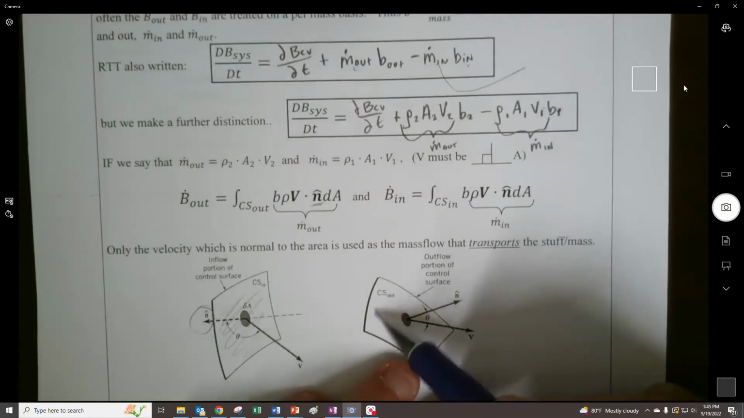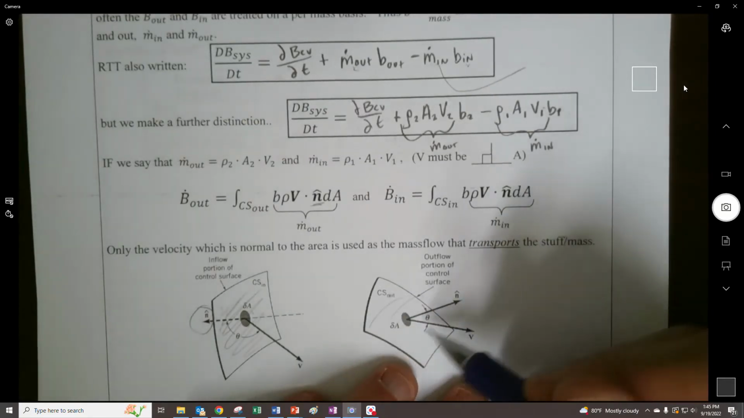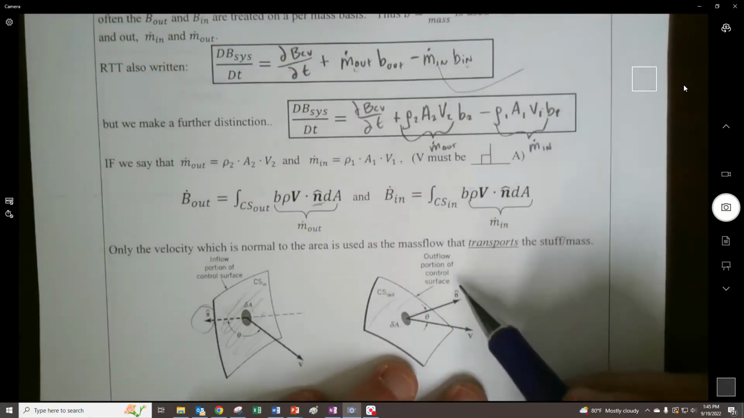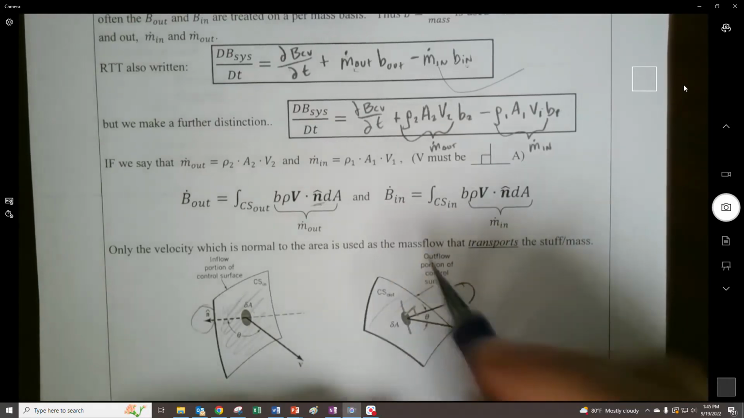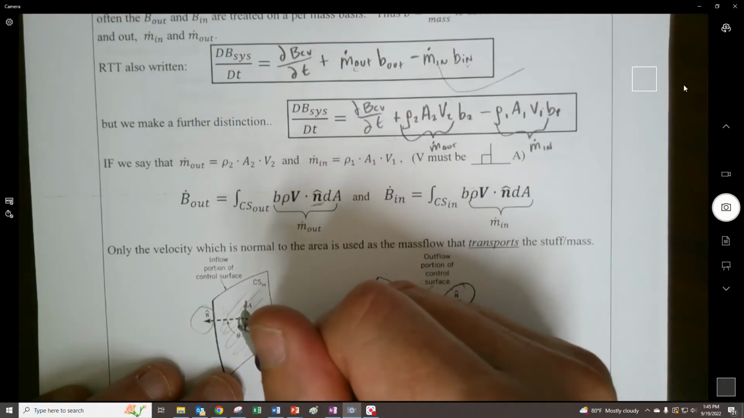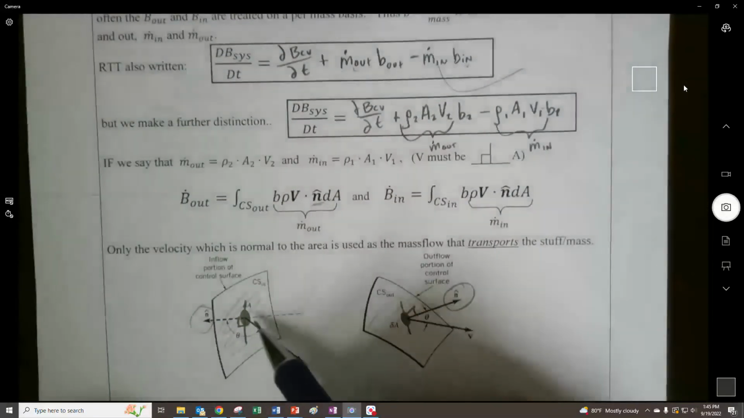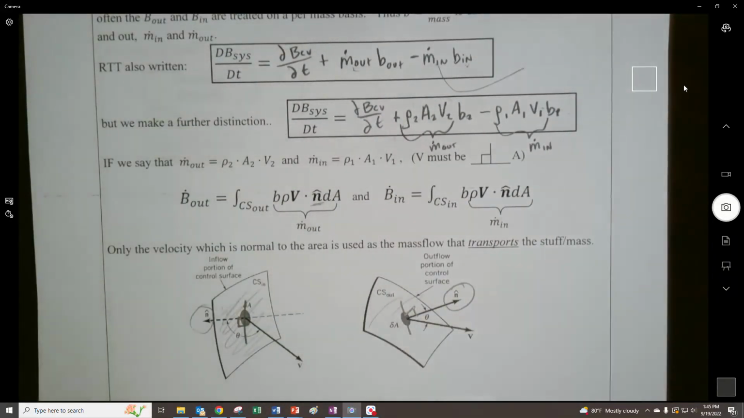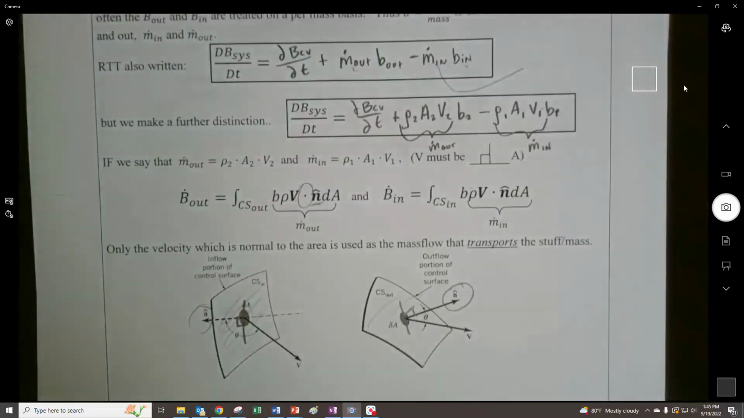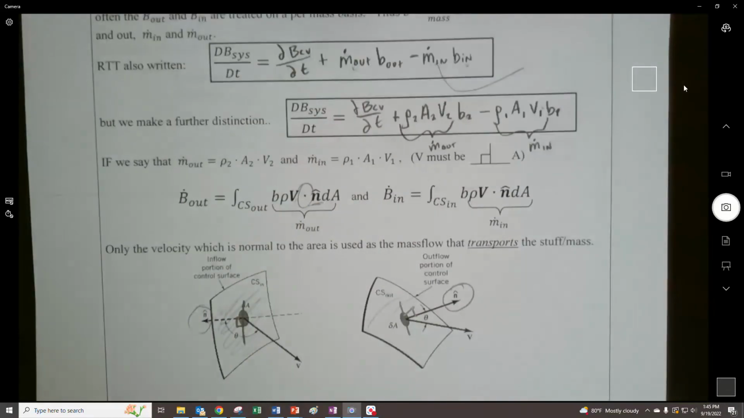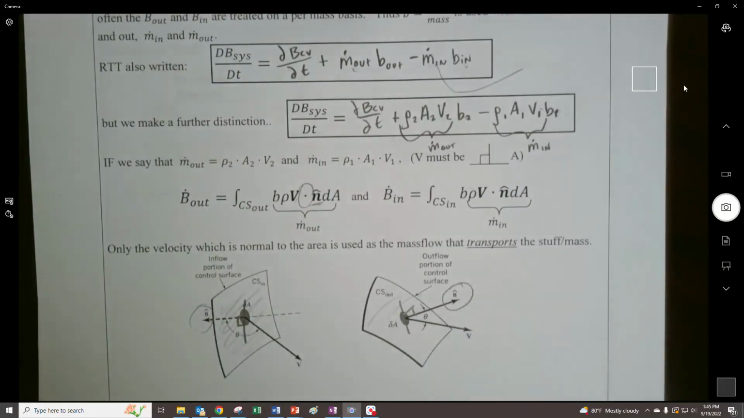And now here's the outside of the control volume and the control surface through which it passes. Here's also an outward normal, which is perpendicular to the surface. So you might have velocity coming in at an angle, but this dot product means that only the component of the velocity that's normal, perpendicular to the surface, counts.